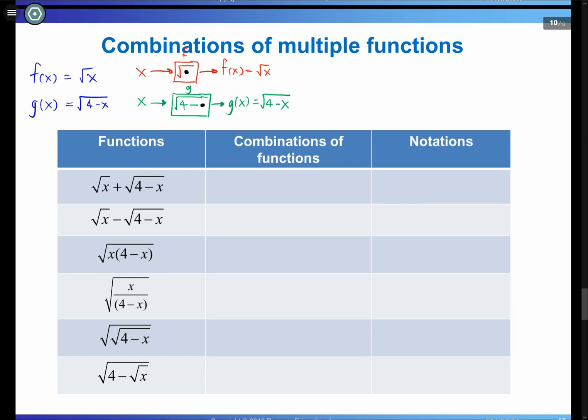Now we are going to combine them into larger functions. So let's take a look at the first one right here. This first one is a combination of some terms. Let's look at the first term we have here. Square root of x. Definitely this one is f of x. So f of x is equal to square root of x. Now, square root of 4 minus x, the second term. This is definitely g of x.